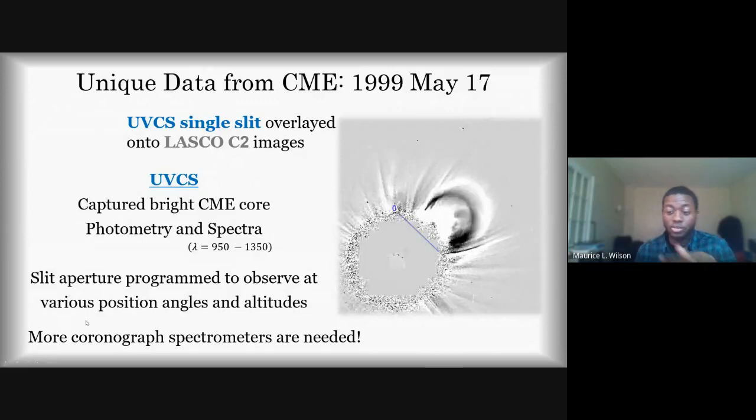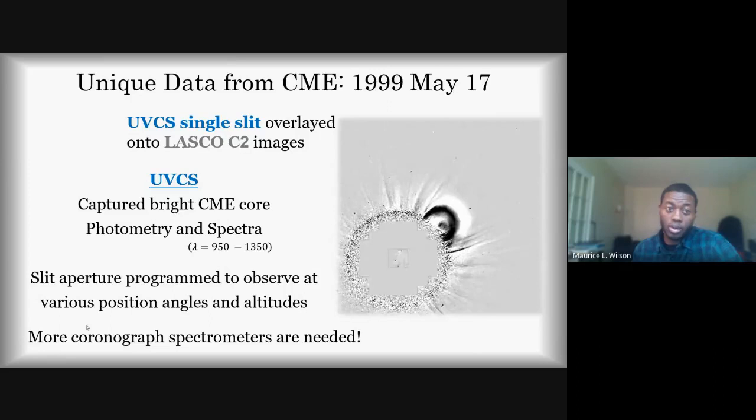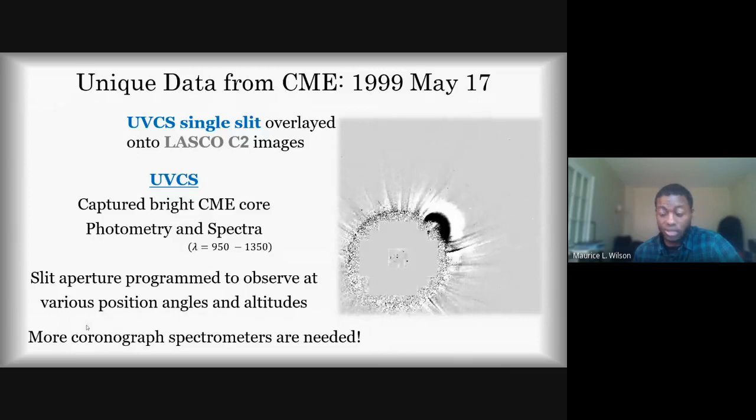I do want to emphasize, though, that more coronagraph spectrometers are needed. There are a lot of coronagraphs. There are a lot of spectrometers. But there aren't many coronagraph spectrometers all in one, especially in space. UVCS is no longer operational. So as far as I know, there literally isn't an operating coronagraph spectrometer in space right now. And I feel like we're missing out on a ton of information because of that. So I do want to emphasize that more coronagraph spectrometers are needed.